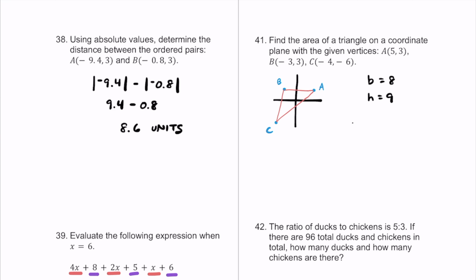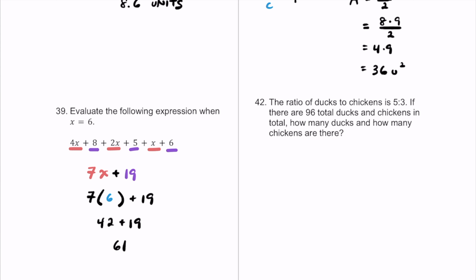All right, so we know for the area of a triangle, hopefully, we have that formula of base times height divided by 2. The base here is 8, the height is 9, and we're dividing by 2. 8 divided by 2 is going to be 4, so it's going to be 4 times 9. That's going to be 36 units squared.